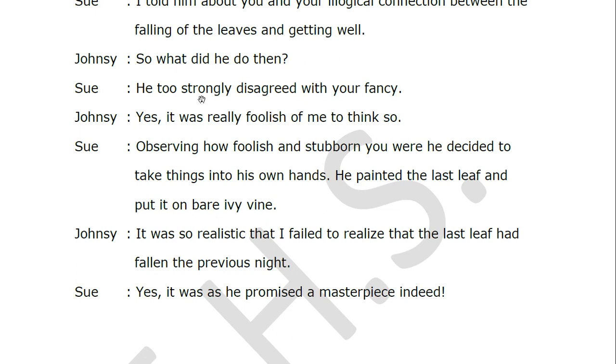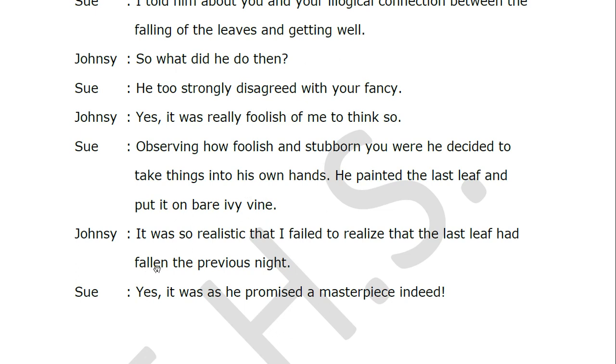See, I've used expressions over here: take things in his own hands. Okay. He painted the last leaf and put it on the... is missing over here. So please write on the bare ivy vine. Put it on the bare ivy vine.